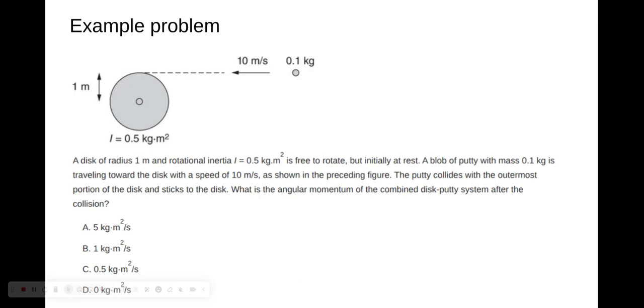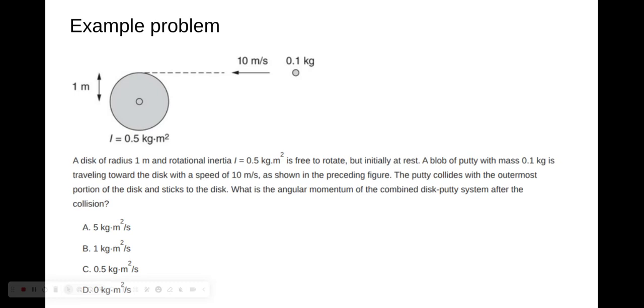Anyway, here's an example problem just like that. So here we have a disk with radius 1 meter. We're given the rotational inertia, thank goodness. That's 0.5 kilogram meter squared. So the disk is free to rotate, but it's initially at rest. I always make a note of that. You should probably circle that every time you see that word.